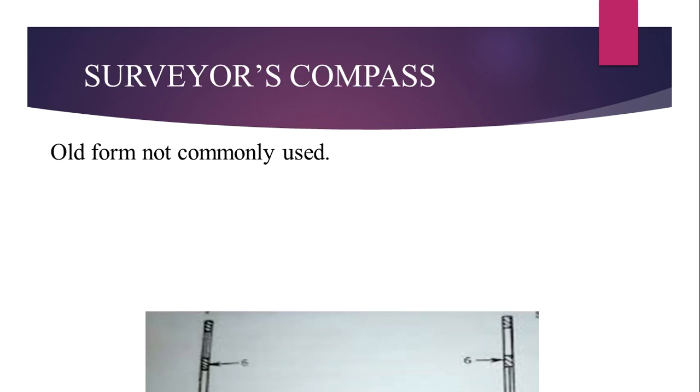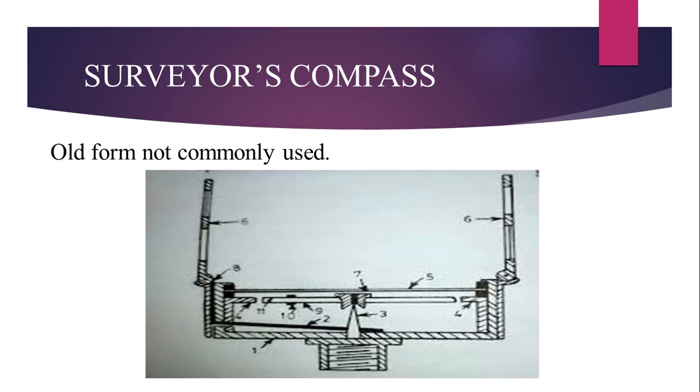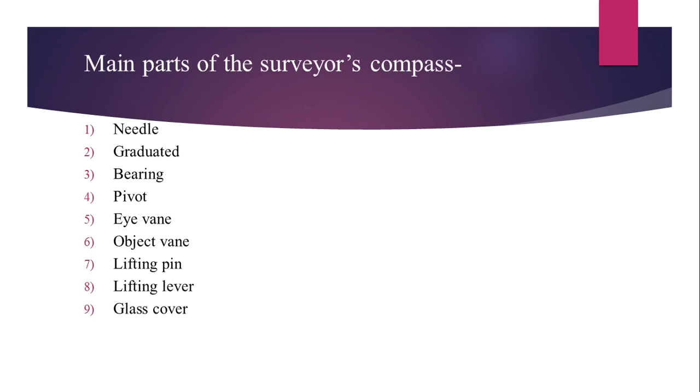Surveyor's compass. This is an image of the old form of surveyor's compass which is not commonly used right now. Main parts of the surveyor's compass: needle, graduated bearing, pivot, eye vane, object vane, lifting pin, lifting lever, and glass cover.